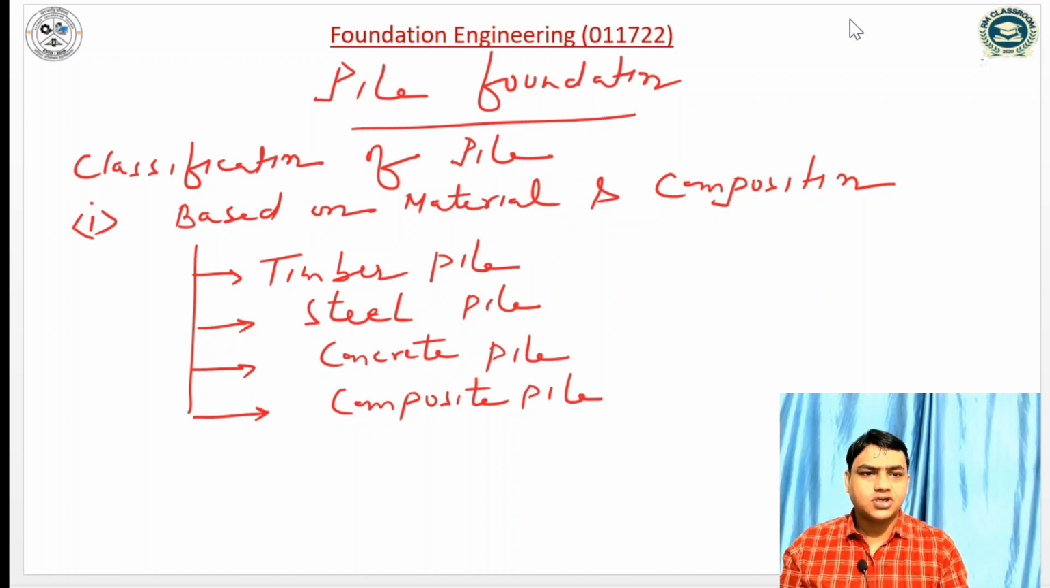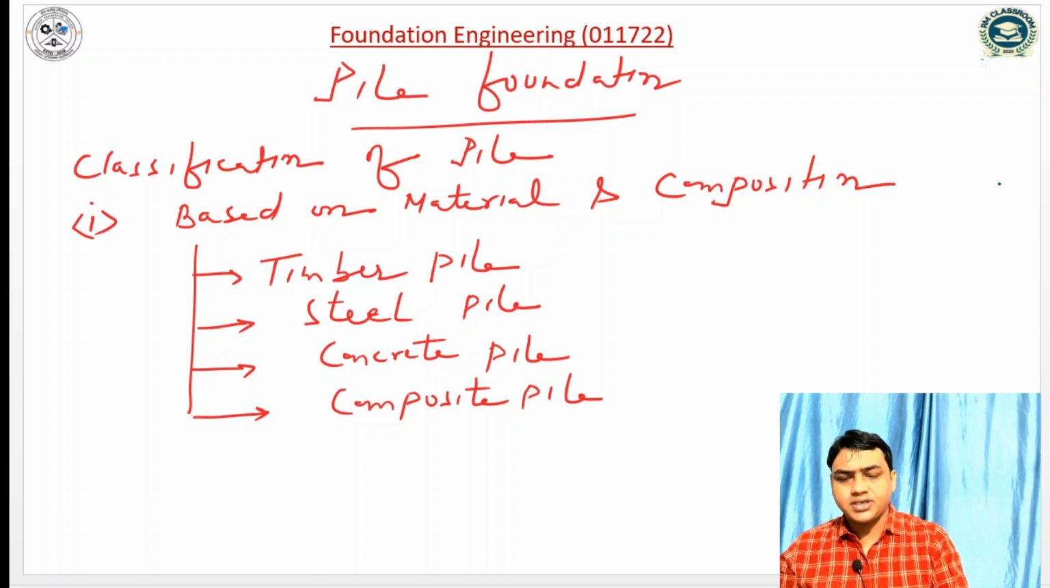So there is a classification of piles. Firstly, based on the material and composition, there are four types of pile: timber pile, steel pile, concrete pile, and composite pile. Timber pile is made of wood, steel pile is made of steel, concrete pile is made of concrete, and composite pile is made up of either concrete and timber, or steel and timber. Such a type of pile is called composite pile, but this type of pile is rarely used in construction.